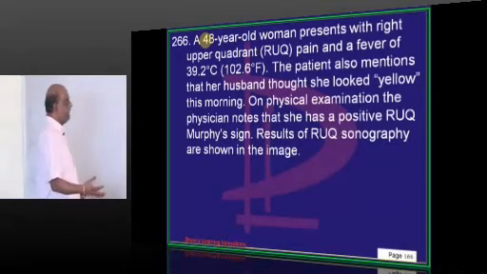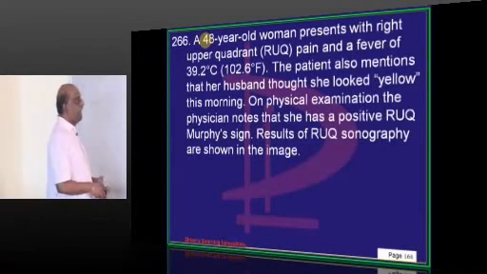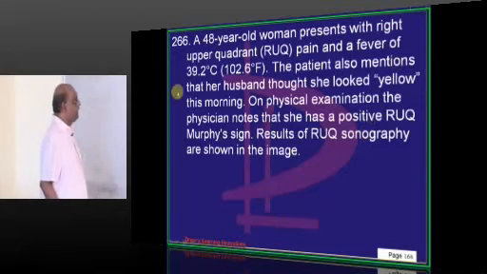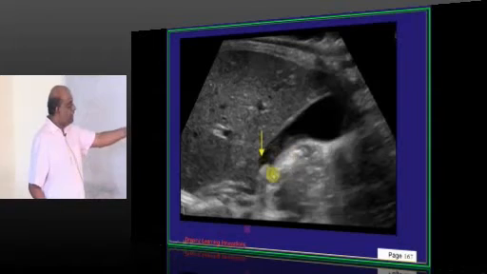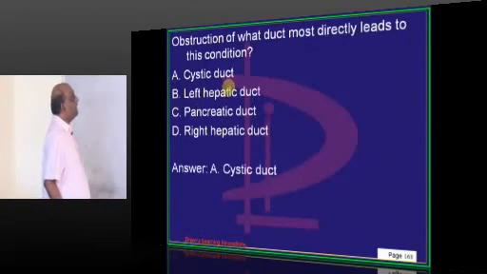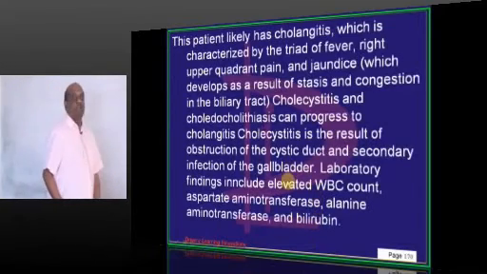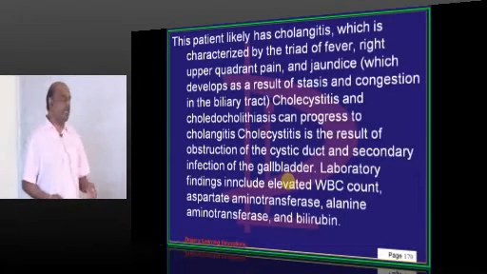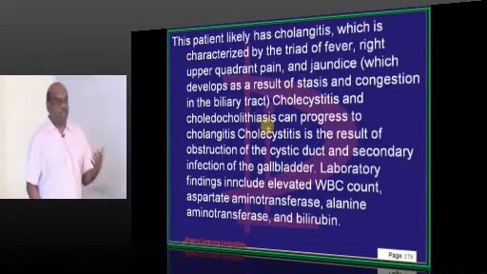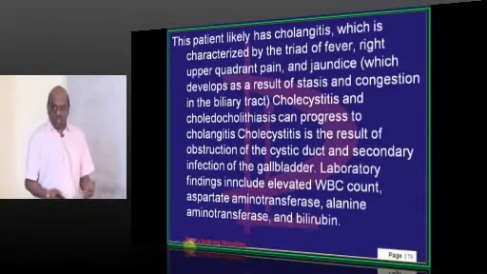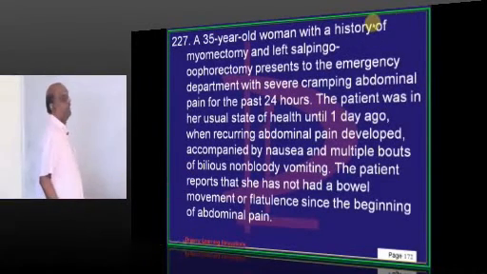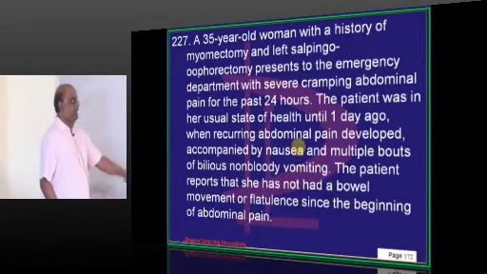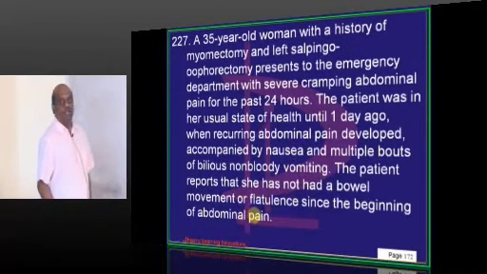A 48-year-old with right upper quadrant pain and fever, and she looked yellow in the morning. Right upper quadrant Murphy's sign is positive. Then a sonography is done, where you can see the presence of the stone. So classically, obstruction of the cystic duct is the problem, and the patient is having cholangitis, which is the triad of fever, right upper quadrant pain and jaundice, because of the stasis and congestion in the biliary tract, is what you need to remember.